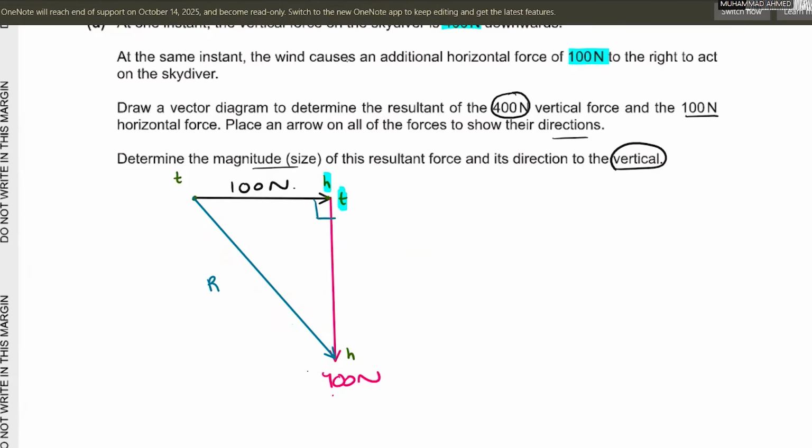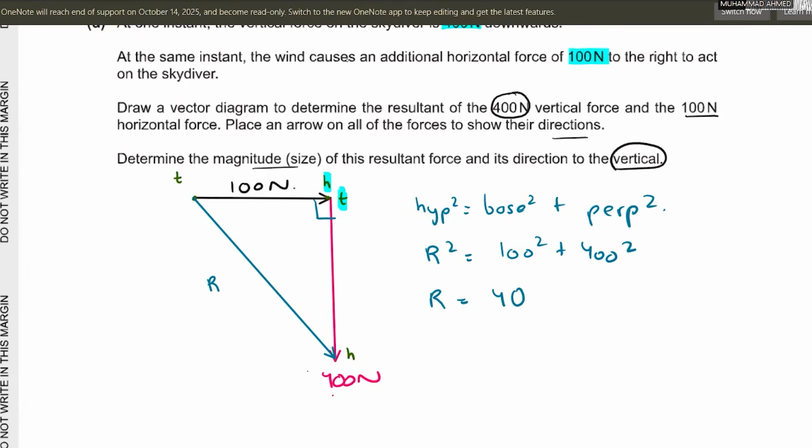Can you calculate this resultant vector? Yes, using Pythagoras theorem. Hypotenuse square is equal to base square plus perpendicular square. So you have to calculate the hypotenuse, that is the resultant. Resultant square is equal to base, that is 100 square, plus perpendicular, that is 400 square. Resultant comes out to be 410 Newton. Simple as that, nothing complicated here. I have done nothing. I have just squared the values, added them, and taken the square root.